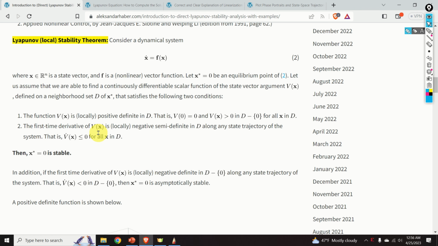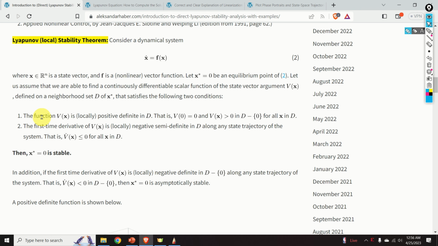When analyzing the stability of dynamical systems, we have a freedom of choice. We can freely select v of x. However, this v of x needs to satisfy condition 1 and condition 2. That is, number 1, it has to be positive definite in some domain around the equilibrium point, and number 2, the first time derivative of this function along the state trajectories should be either negative semi-definite or negative definite in a domain around the equilibrium point. If these two conditions are met, then this function is actually our Lyapunov function.